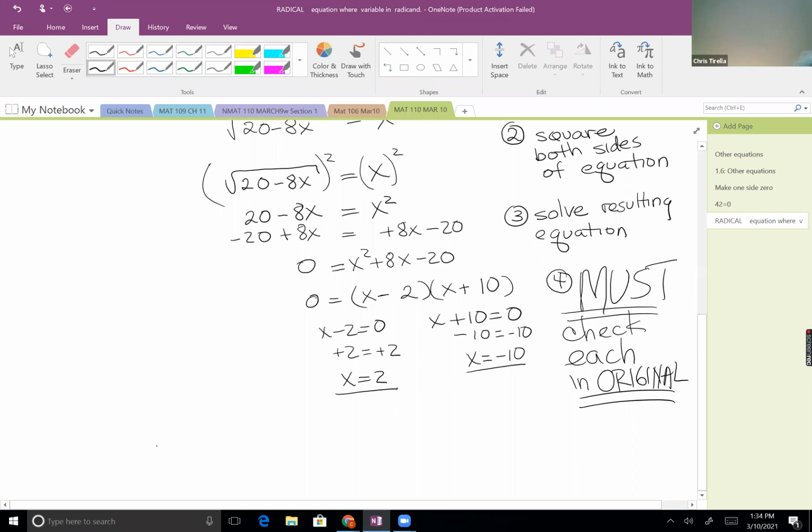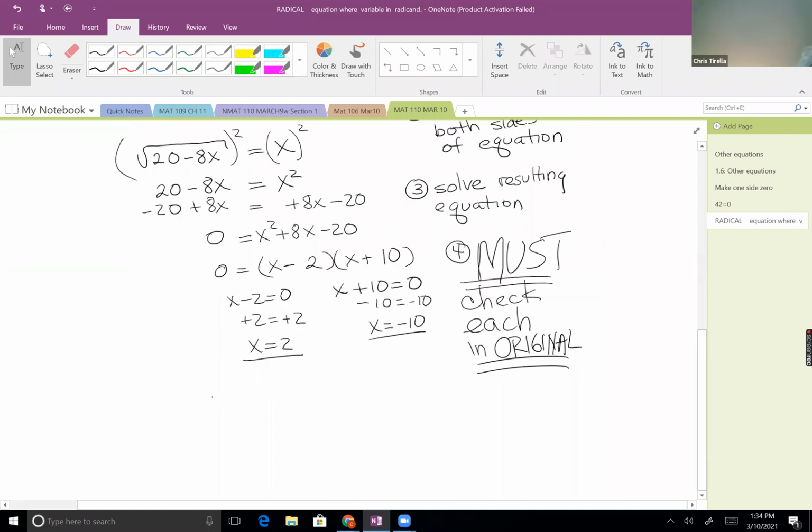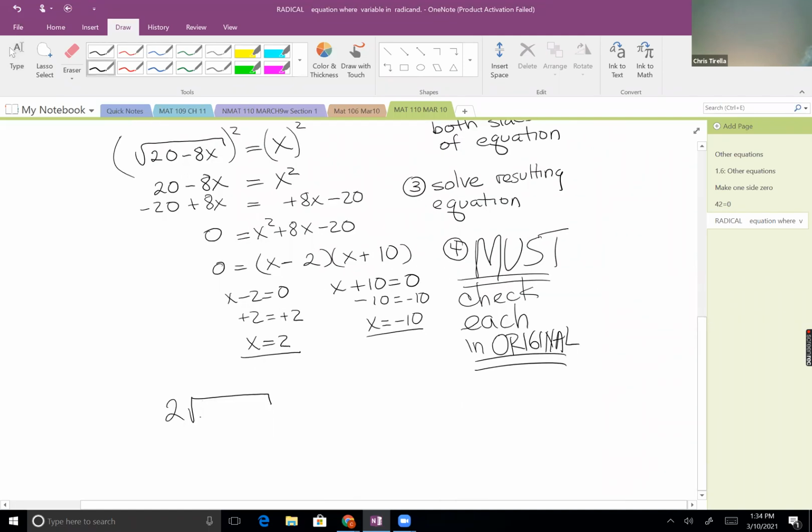So my original equation was, whoops, 2 times the square root of 20 minus 8x, minus 2x equals 0. If I check x equals 2, that gives me 2 times the square root of 20 minus 8 times 2, minus 2 times 2. And my fingers and toes are crossed. I want to know, does that equal 0?